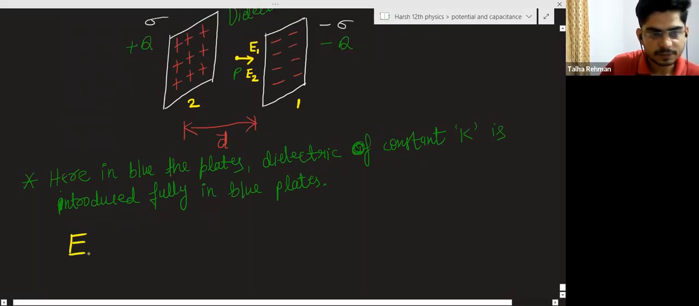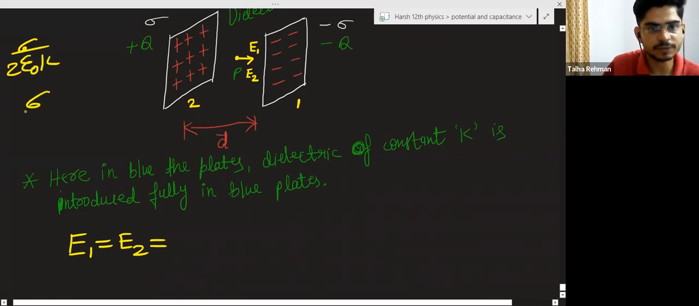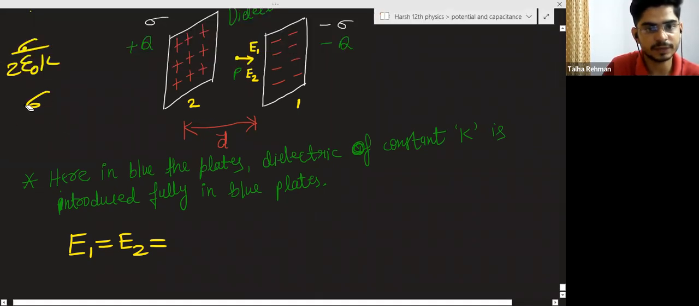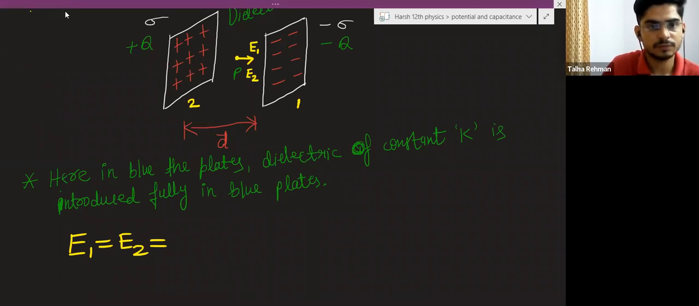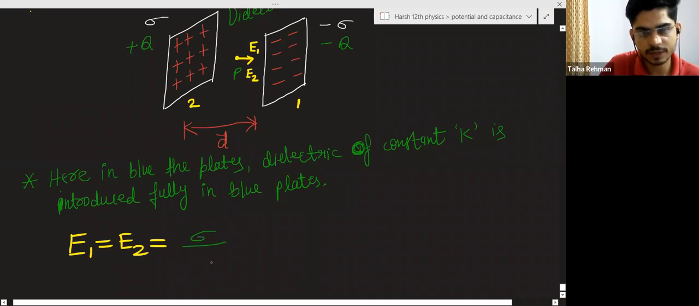So you can see that electric fields E1 and E2 will now become... we will divide the earlier electric field by k. Earlier the electric field was sigma by 2 epsilon naught, and divided by k, it will become sigma by 2k epsilon naught. So E1 equals E2 equals sigma by 2 epsilon naught k, where k is the dielectric constant of the medium.